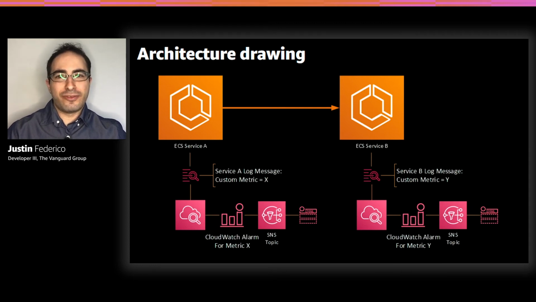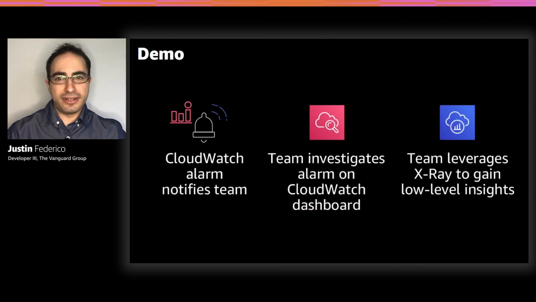All right, so for our demo, we're going to cover the following scenarios. There's going to be a CloudWatch alarm that gets triggered and notifies the team. The team is then going to hop on to their CloudWatch dashboard and hopefully get some high-level insights on what potentially is causing the alarm to go off. Once we get that high-level insight, we're then going to try and focus our troubleshooting efforts and go into XRay to get that low-level information we're looking for. And then hopefully with that low-level information, we're going to be able to get to a root cause of what's causing the issue and then hopefully fix it.